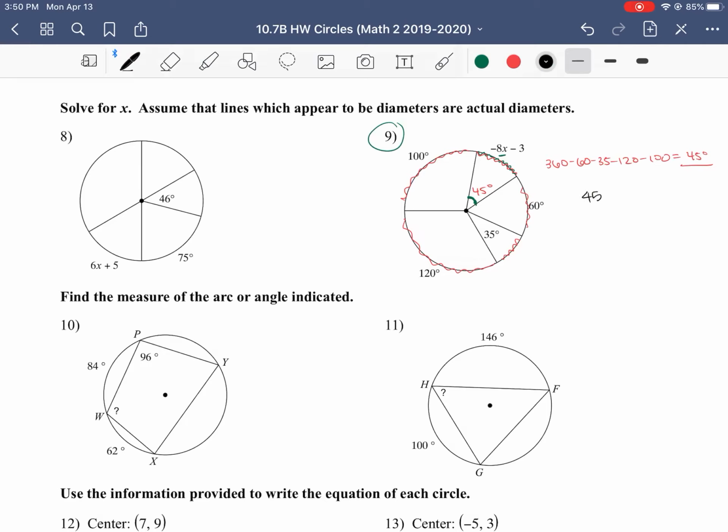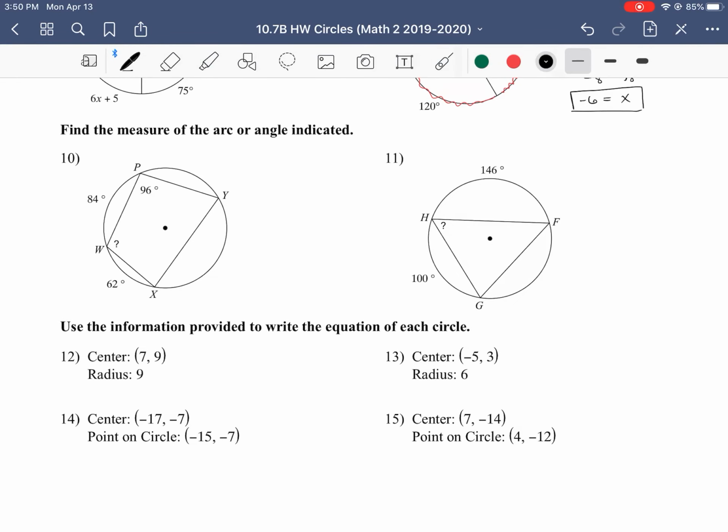So we would say 45 is equal to negative 8x minus 3, and then go ahead and solve that. We add 3 to both sides. 3 plus 45 is 48. We just continue to solve. So 48 divided by negative 8 is negative 6.